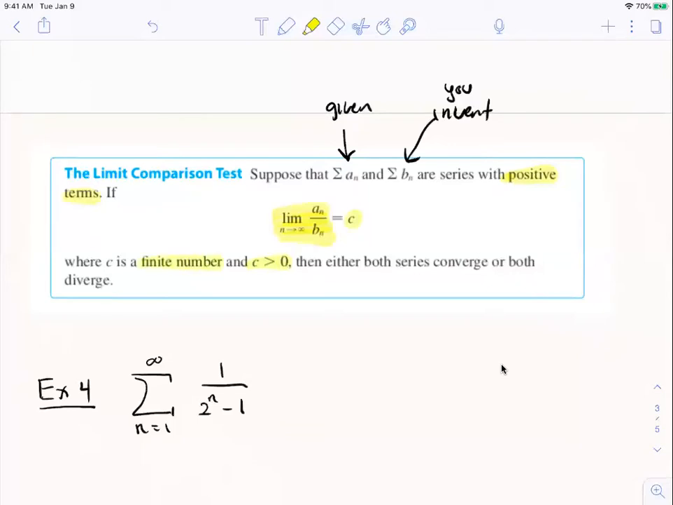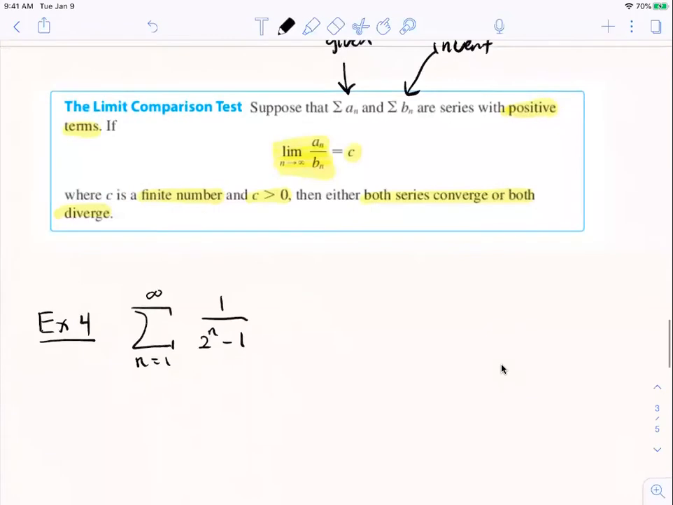So if that limit exists, but it's not 0 and it's not infinity, then the limit comparison test says that both of your series converge or they both diverge. So they live and die together. If one of them converges, the other one does. If one of them diverges, the other one does. Cool. Let's look at example 4.